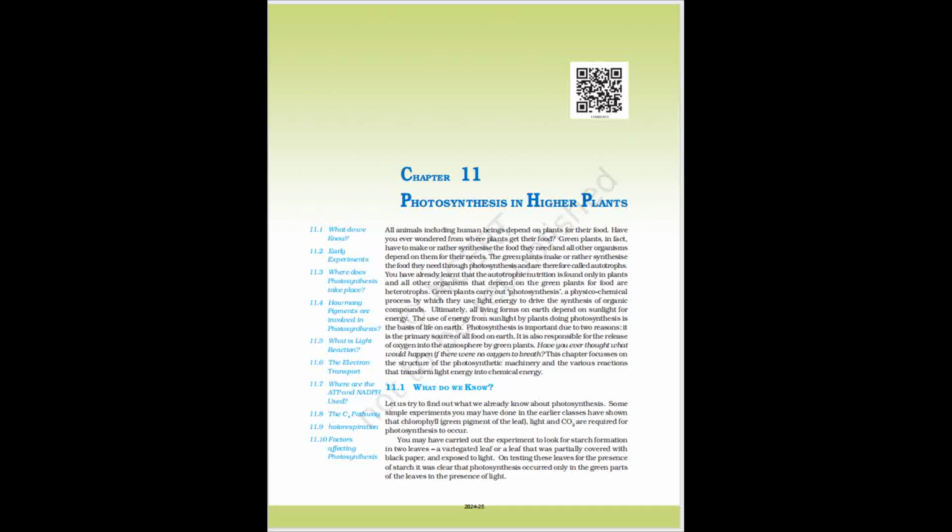Have you ever thought what would happen if there were no oxygen to breathe? This chapter focuses on the structure of the photosynthetic machinery and the various reactions that transform light energy into chemical energy. 11.1 What do we know? Let us try to find out what we already know about photosynthesis. Some simple experiments you may have done in the earlier classes have shown that chlorophyll, green pigment of the leaf, light, and CO2 are required for photosynthesis to occur.